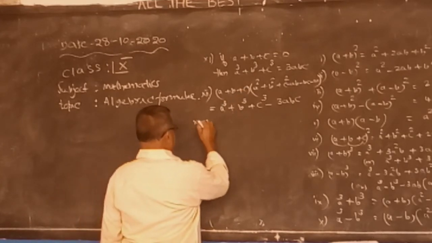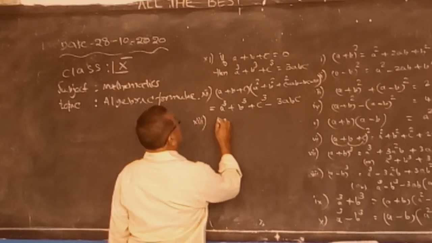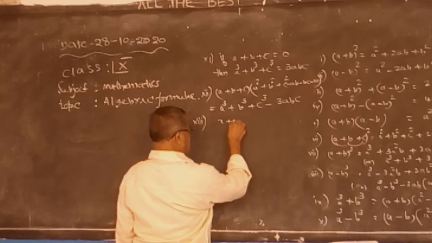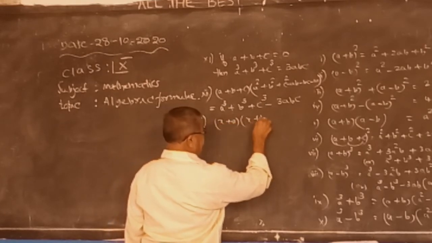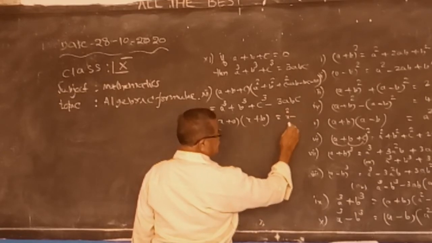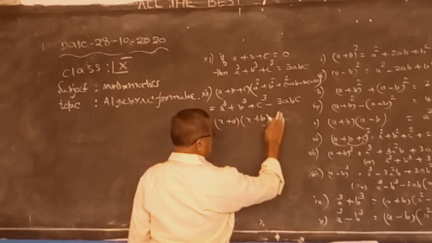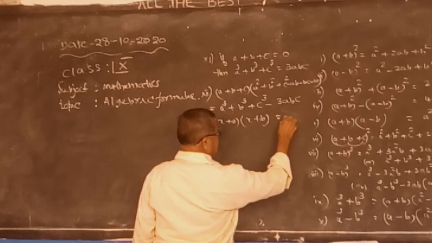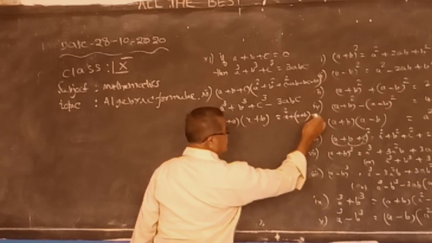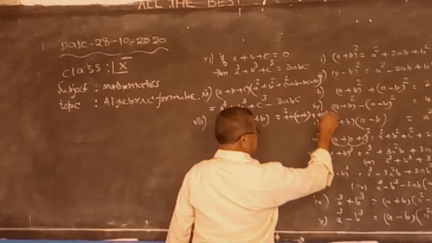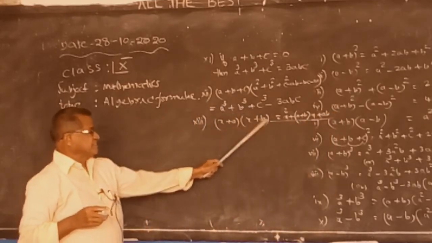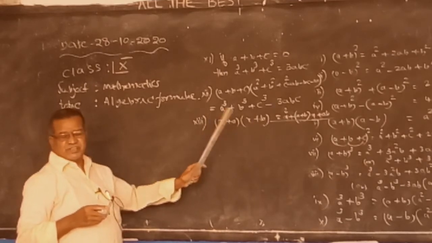Now 13th formula is again (x plus a) into (x plus b). So x squared plus (a plus b) of x plus ab. This here adds the constants. These are variables, x variable.